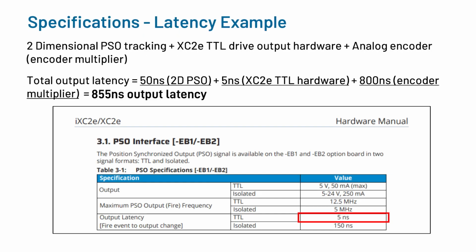So going through a quick example of this, here we have a situation where we have dual axis PSO. We are then wired to a TTL driven output on an XC2E drive, and we are using an encoder multiplier on top of all of that. So what is our latency? Well, we can see in the hardware manual for an XC2E that there is a 5 nanosecond latency for the TTL output. Add the 50 nanosecond and 800 nanosecond latencies from the dual axis PSO and encoder multiplier, and we come out with a total of an 855 nanosecond output latency for the drive.